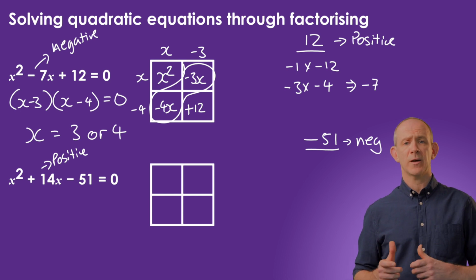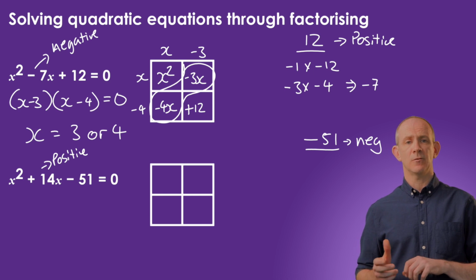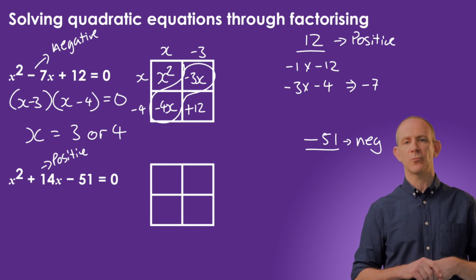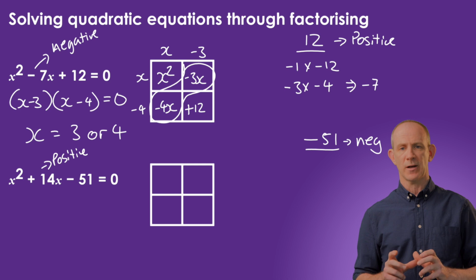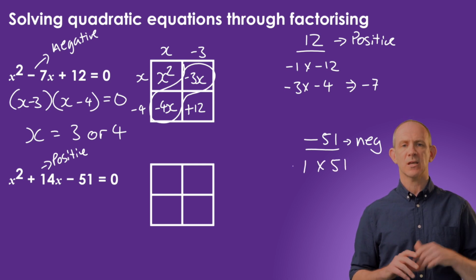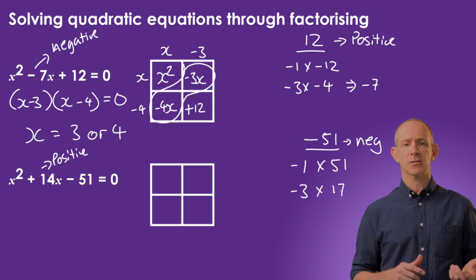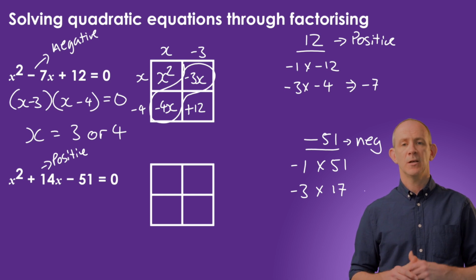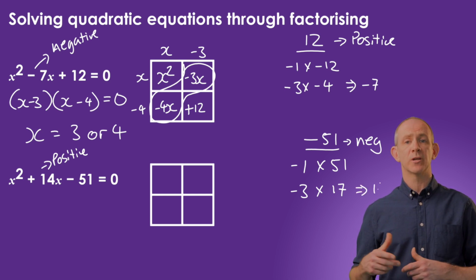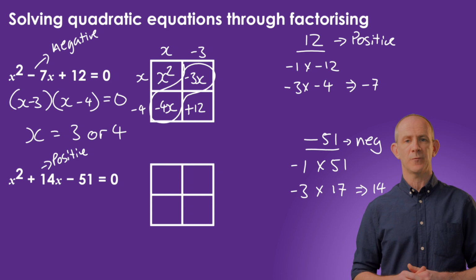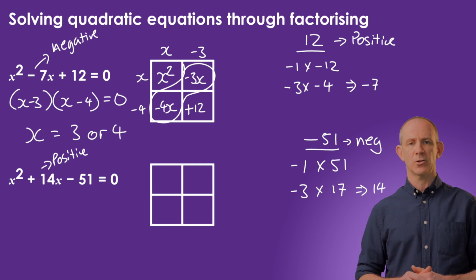So here we need to find the factors of negative 51. Because this is negative, but yet our b coefficient is positive, we know that the smaller of the two factors will be negative. So we can say minus 1 and 51, and minus 3 and 17. The minus 3 plus 17 would give us the positive 14, which is our b coefficient, so those are the two factors that we're going to choose.